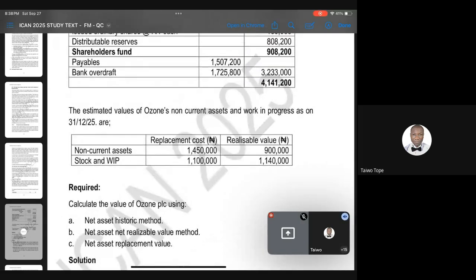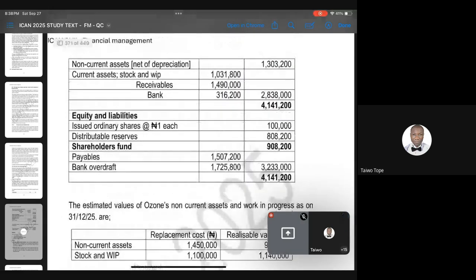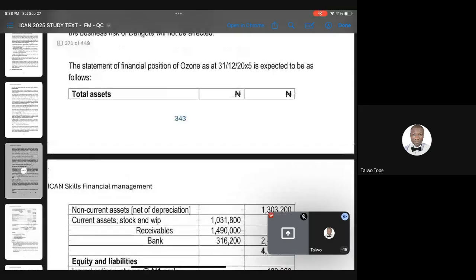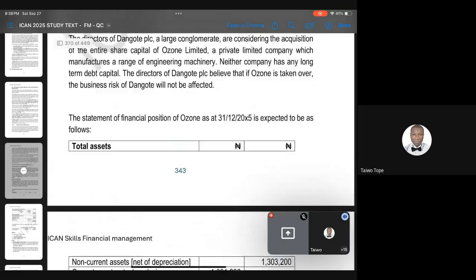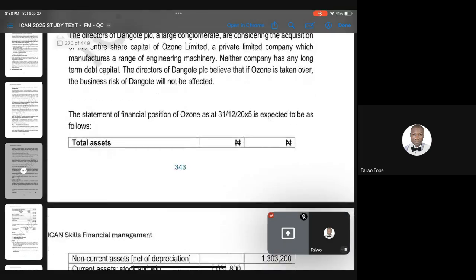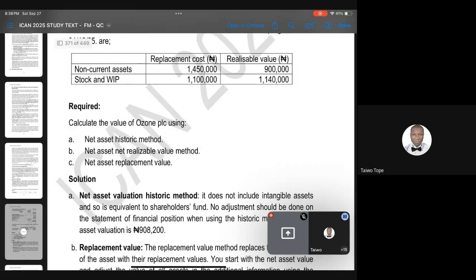Yes, fine. You can see this question. Calculate the value of Ozone PLC using the net assets historic method.